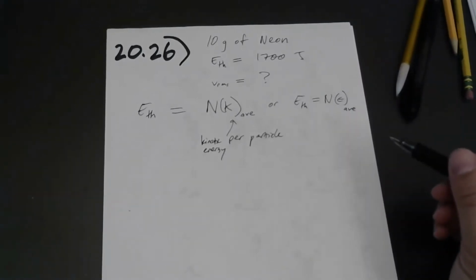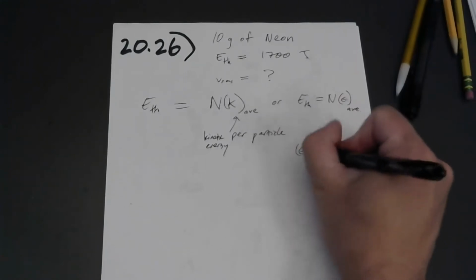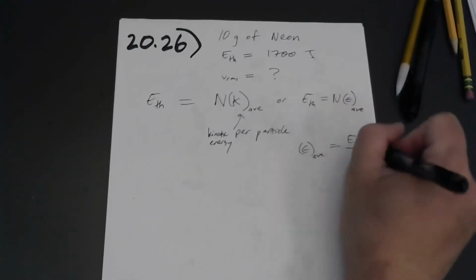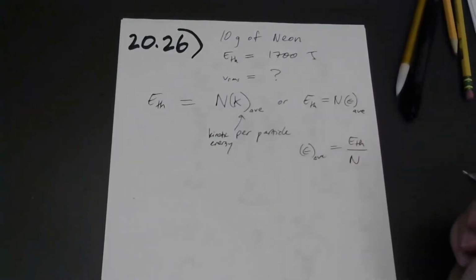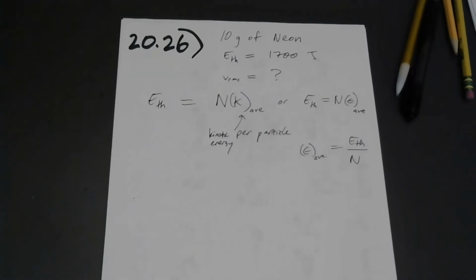Now, if you don't quite see this, just flip this around. Isn't this the definition of the average energy? You would take the total energy and divide it by the number of particles. That's how you find an average anyway. Of course, in this case, we're talking about a really big number. Okay, so all that remains is to find that average energy.